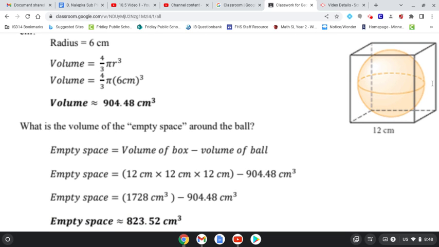Next, we want to find the volume of the empty space around the ball. So the empty space is going to be all of this exterior part. So to get that empty space, we're going to take the volume of the box, subtract the volume of the ball, and we're going to get that empty space.